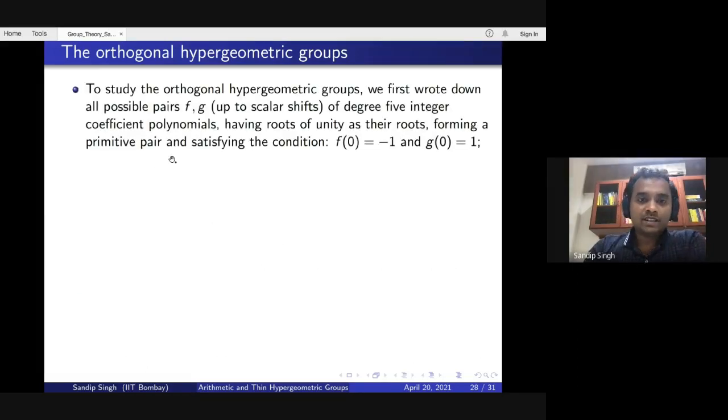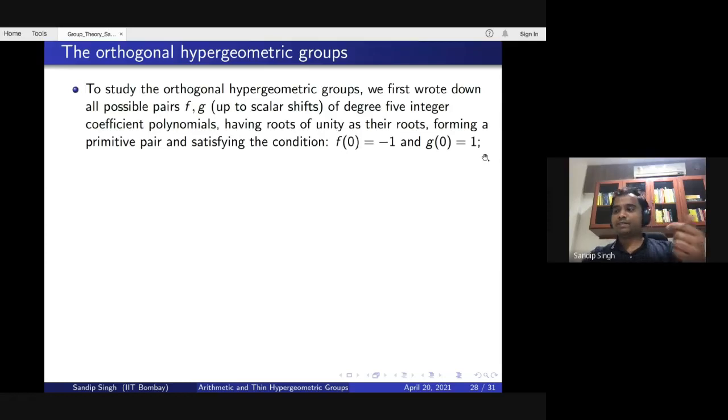So to study the orthogonal hypergeometric groups, we first wrote down all possible pairs f, g up to scalar shifts of degree 5. This is the starting case. Degree 5 integer coefficient polynomials having roots of unity as their roots, forming a primitive pair and satisfying the condition f0 is equal to minus 1 and g0 is 1.